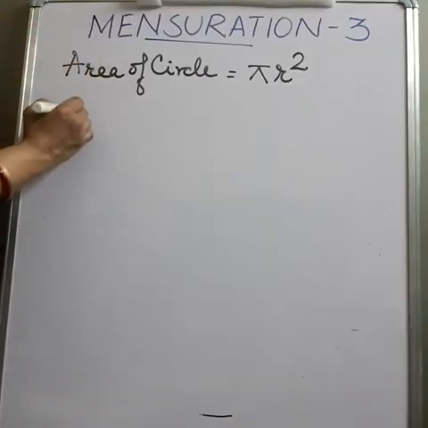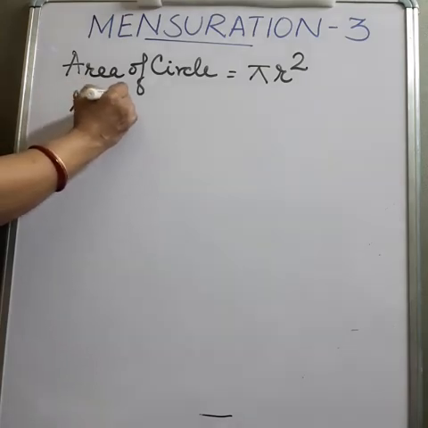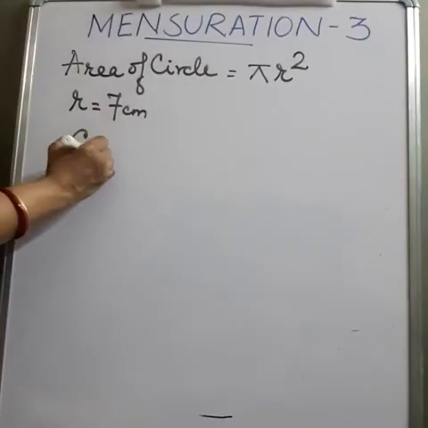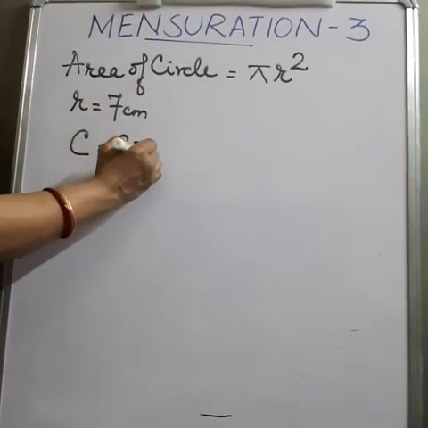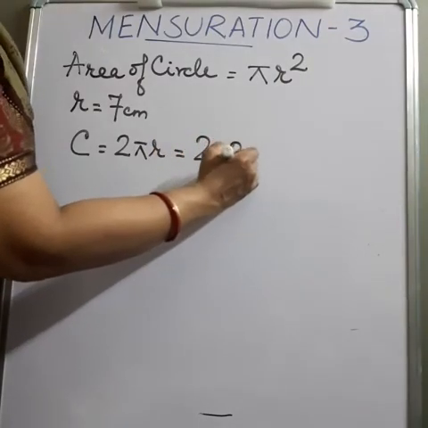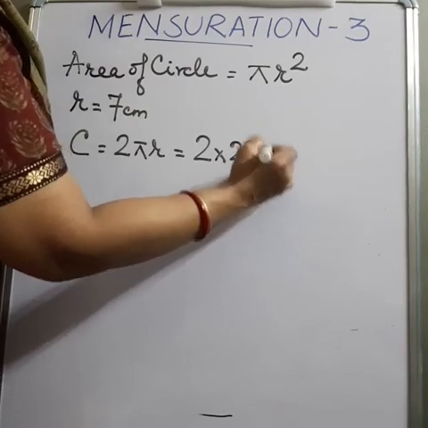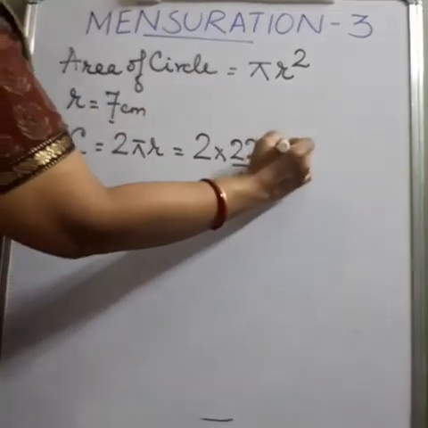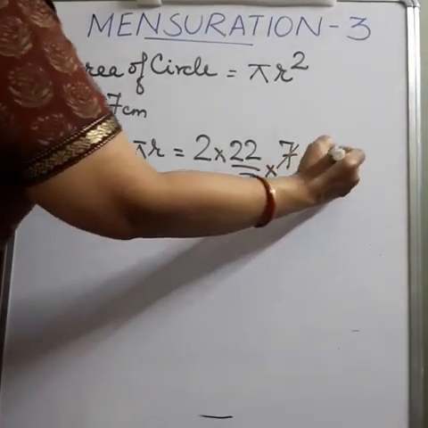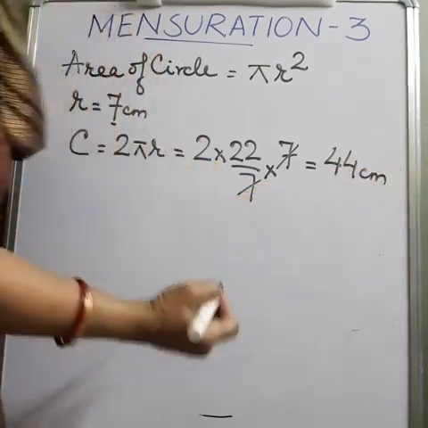Now if we have a circle with radius 7 centimeter, if we find the circumference, it is 2 pi r, that is 2 into 22 by 7 multiplied by 7. So the circumference will be 44 centimeter.